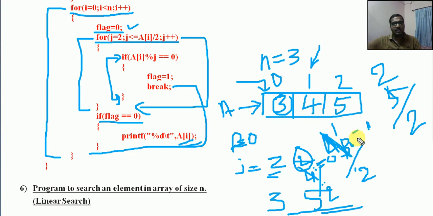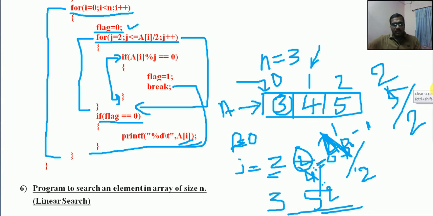Just once again listen, this was wrong. 3 divided by 2 is actually giving 1. Initially I said it is 2, it is wrong, it is actually 1. So in that case also it will exit from the inner loop, and will have the value of flag equal to 0, and it will print the number as a prime number. Okay, so that is all about finding or printing the prime numbers present in the array.